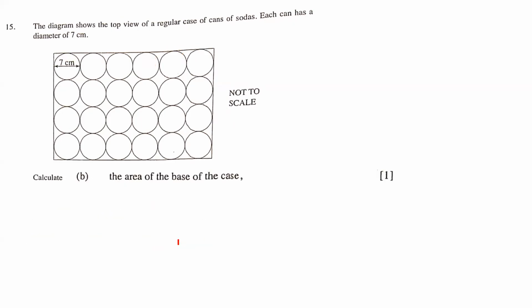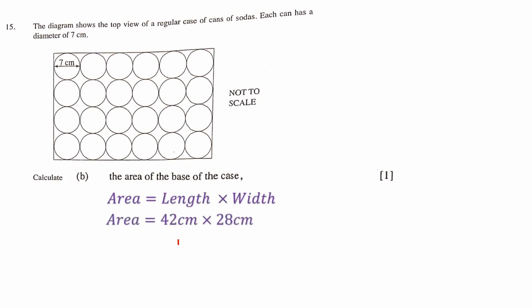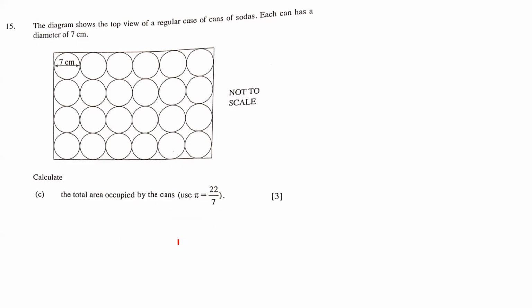Let's move on to the next question. It says, now calculate the area of the base of the case. The area is going to be length times width, because it's a rectangular case of cans. We already know the length is 42 centimeters and the width is 28 centimeters. So it's going to be 1,176 centimeters squared. And that's the area. Okay, let's move on to the next question.